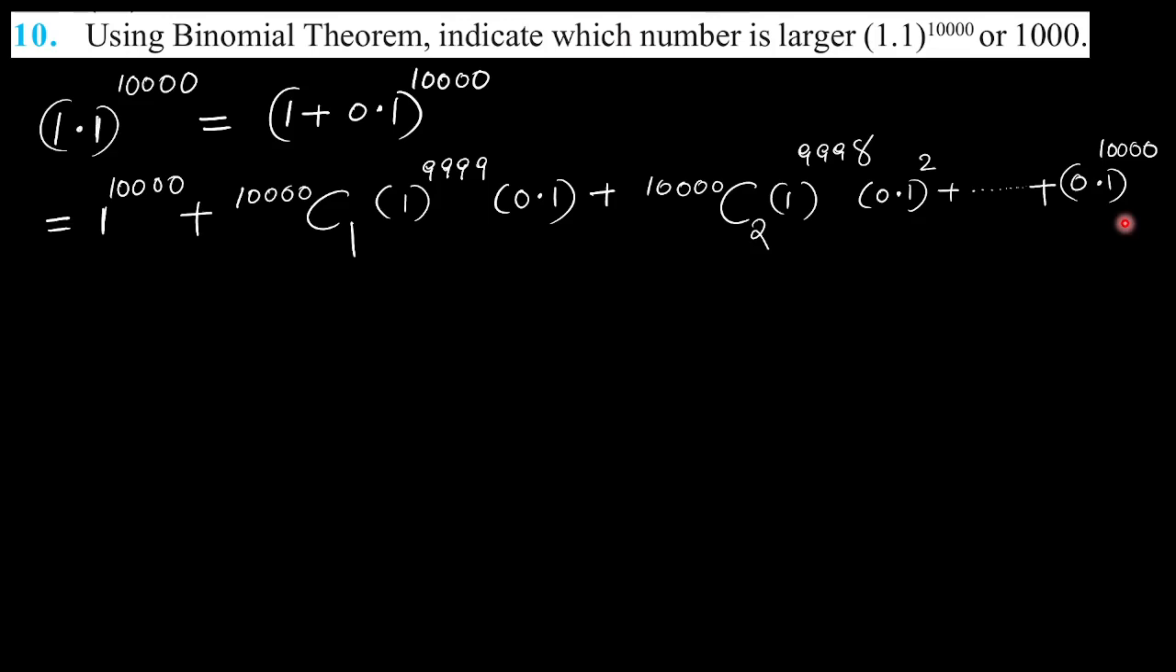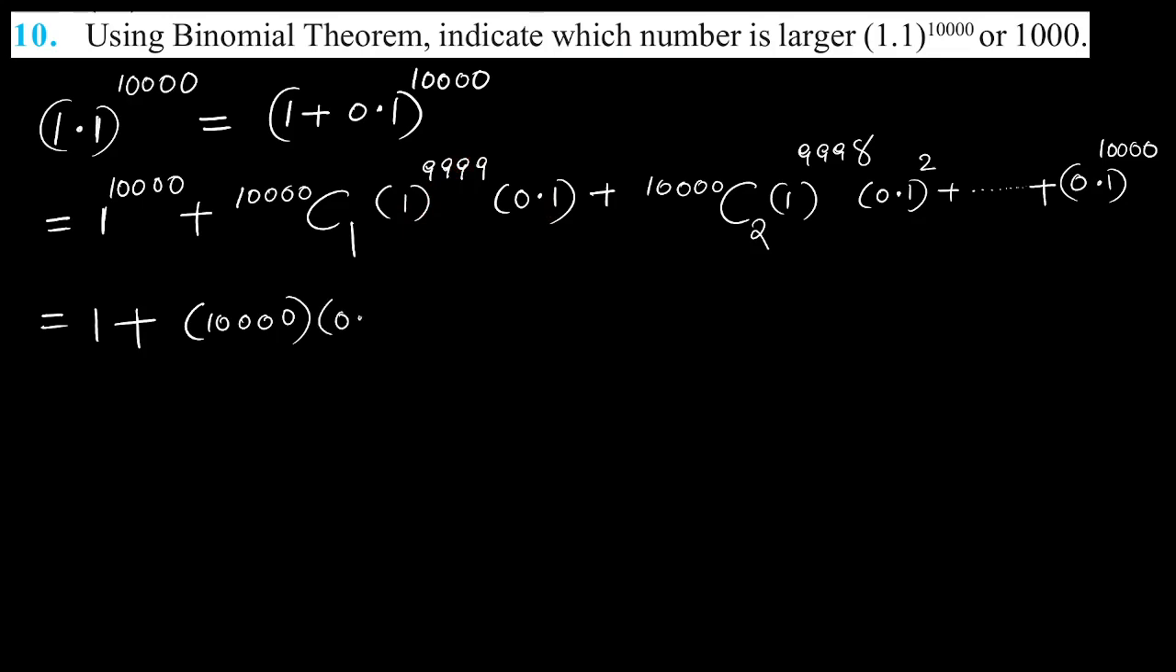Now, look here. 1 raised to 10,000. 1 raised to anything will be 1. Here 10,000 C1. You know that nC1 is n, we have that property. So 10,000 C1 will be 10,000. 1 raised to any number will be 1, I don't care about this. Okay, leave it. 0.1 is there.